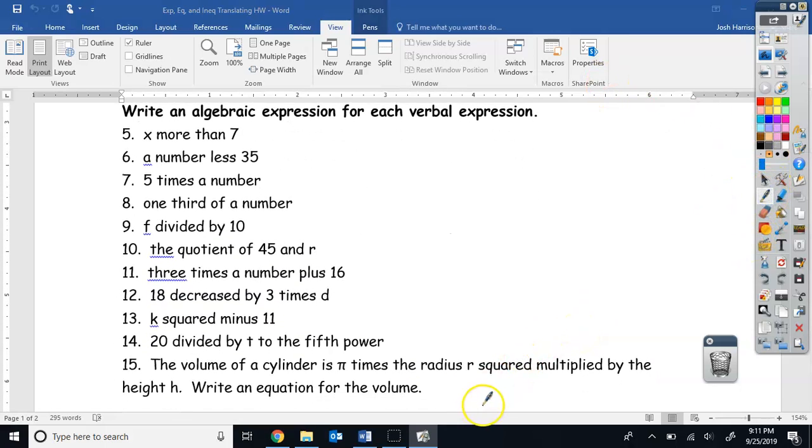One that probably gave some people some issues was number 5. X more than 7. It's not X is more than, that's totally different. The is word makes it very different. X more than 7 means I am adding X to 7. It's X, which represents a number, more than 7. So if I said it was 3 more than 7, you would take 7 plus 3. If I said it was 9 more than 7, you would take 7 plus 9. So when I say X more than 7, I mean I'm adding X to 7. It just means I do not know what that number is.